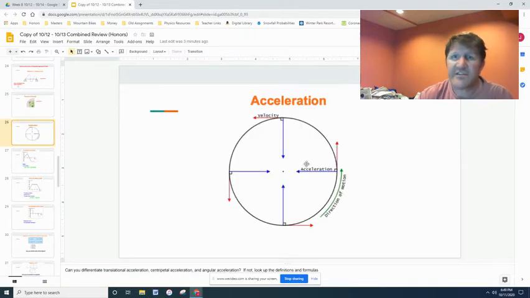Speaking of that, here is acceleration here. So again, as something is going around in a circle, even though the speed aspect of its velocity is not changing, it's accelerating, and it's accelerating inward because it's changing its direction as it goes around in a circle. So again, that vector idea is very important to include direction.